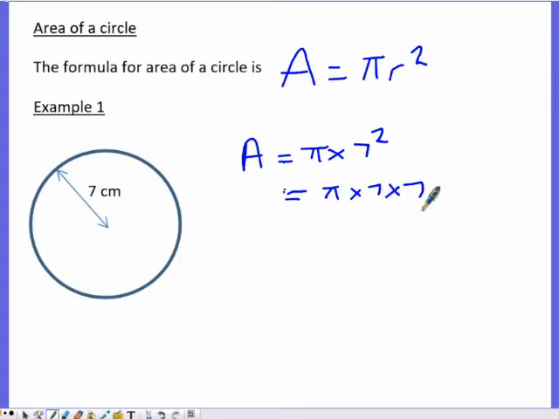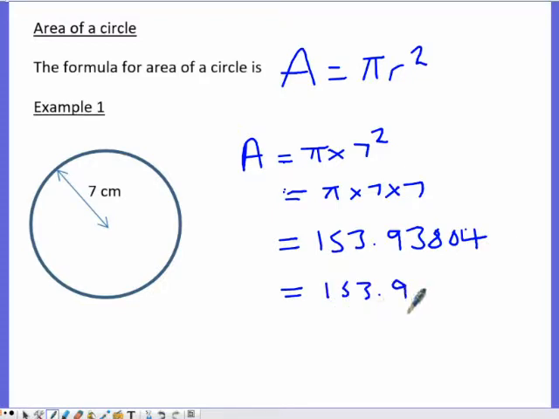If you type this into your calculator, it gives you the answer of 153.93804. If you round this to 1 decimal place, you will get 153.9. The units for this are centimeters squared, because you've done centimeter times centimeter.